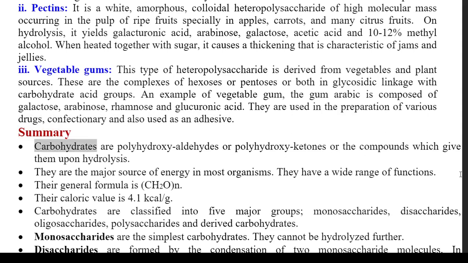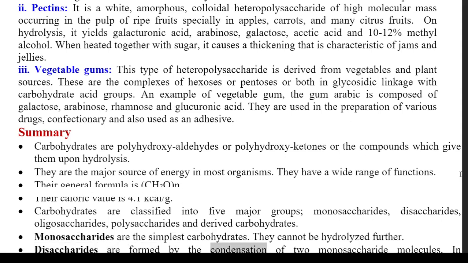Summary. Carbohydrates are polyhydroxyaldehydes or polyhydroxyketones or the compounds which give them upon hydrolysis. They are the major source of energy in most organisms. They have a wide range of functions. Their general formula is (CH2O)n. Their caloric value is 4.1 kcal/g. Carbohydrates are classified into 5 major groups: monosaccharides, disaccharides, oligosaccharides, polysaccharides, and derived carbohydrates. Monosaccharides are the simplest carbohydrates. They cannot be hydrolyzed further.